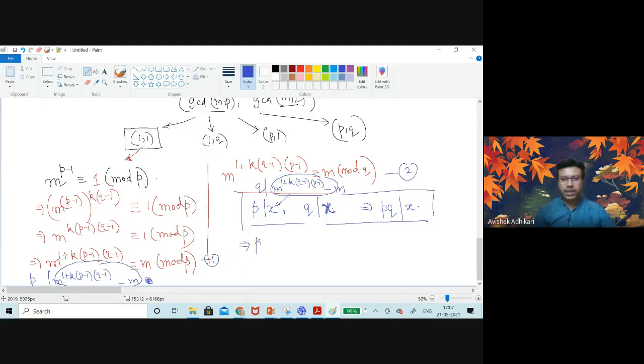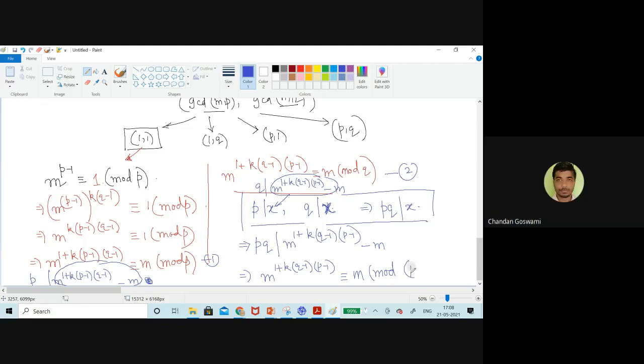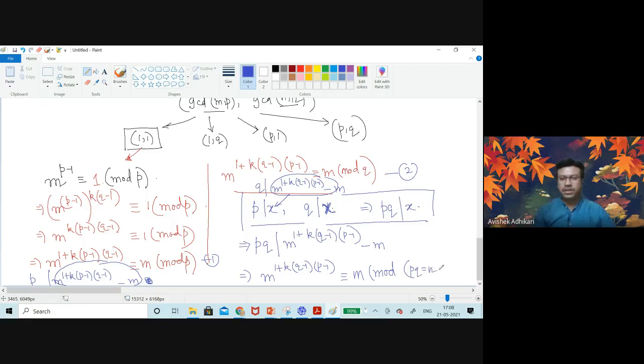That implies pq divides m to the power 1 plus k(q-1)(p-1), minus m. And that in turn implies m to the power 1 plus k(q-1)(p-1) is congruent to m mod, what should I write here? pq, and this pq value is n.